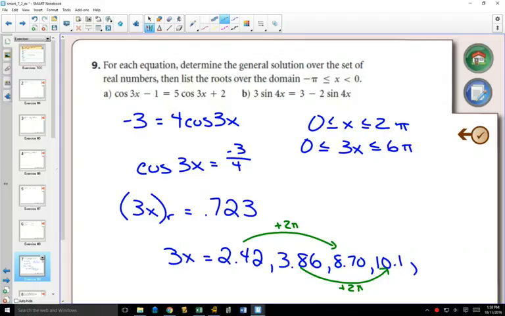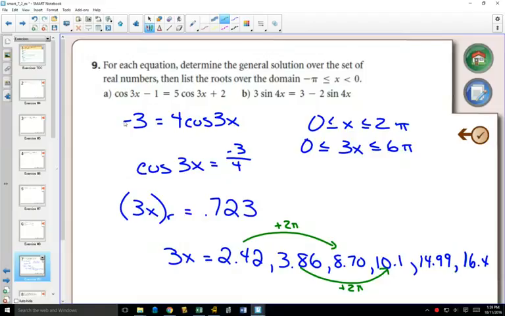And the third time around, I'll take that 8.7 and I'll add 2 pi. That gives me 14.98. .99 actually, if I round correctly. And finally, the 10.14 plus 2 pi gives me 16.4. So those are our 6 answers between 0 and 6 pi.